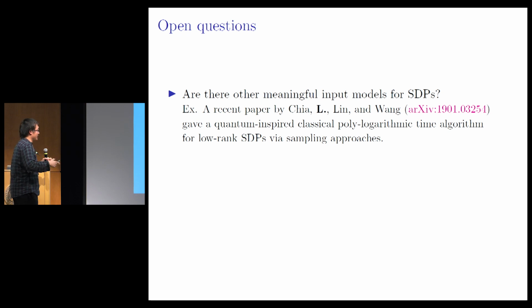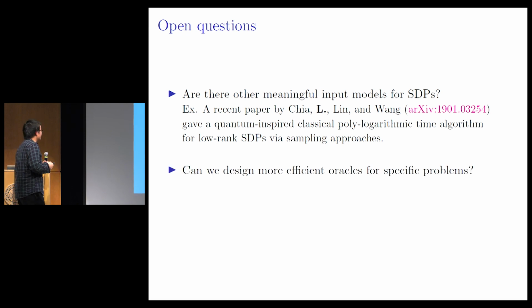That is to say, if you really consider some kind of sample-based model, probably your quantum SDP is not the smartest thing to do. That is probably quite close to the classical counterpart. So if you really want to have some meaningful quantum SDP solvers, we have to be careful about the input models that we choose for the study of the problem. And correspondingly, this raises another natural question: can we design more efficient oracles for specific problems?